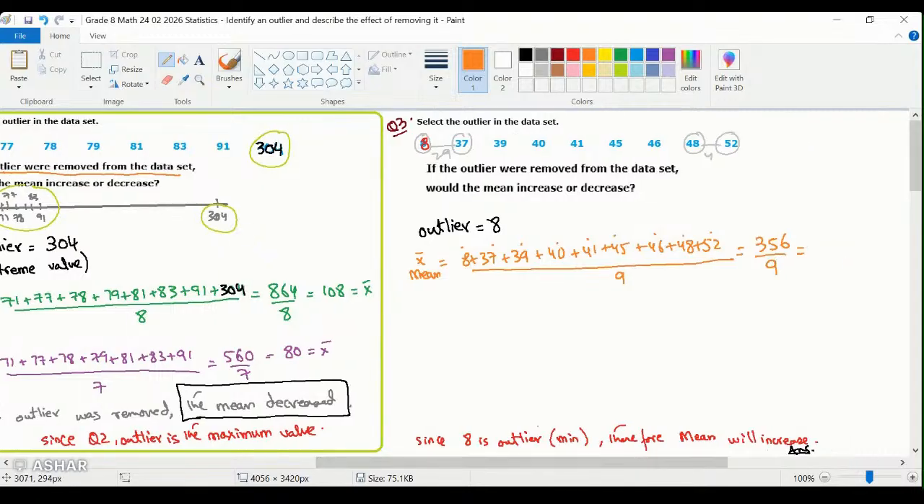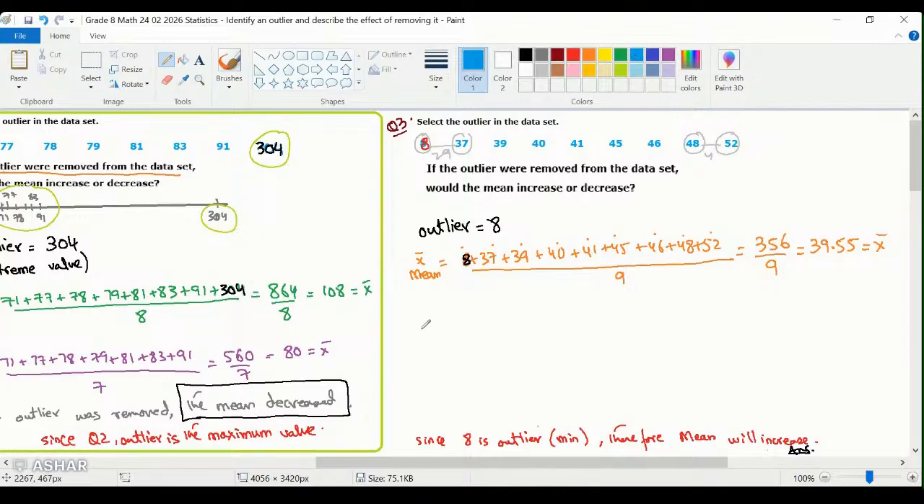We already know the answer. We're just trying to prove that when you have proved it multiple times, then when you're doing the question, you will not have a problem, right? You will already know the logic behind it. So that means 39.55 was the mean with the outlier.